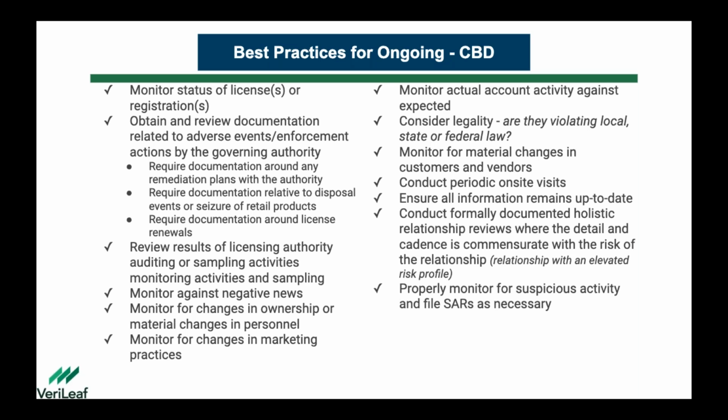You scan negative news to see if there were any events. You scan the licensing authority site or use a third party like Verily to do that to try to alert you of things like enforcement actions or violations.